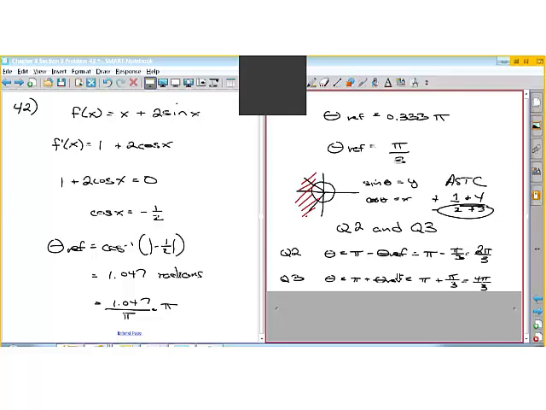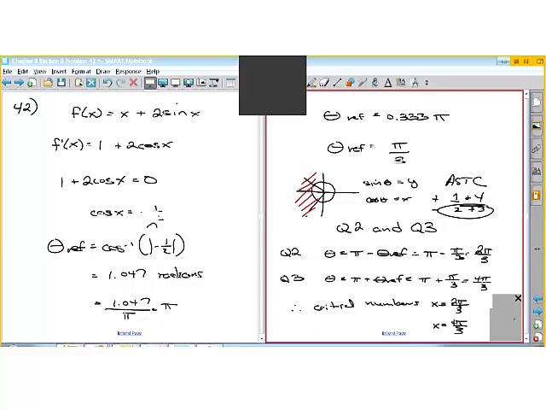And you can always check it by just plugging these back in. If you take the cosine of 2 pi over 3, you'll get negative 1/2. And if you do the cosine of 4 pi over 3, you'll get negative 1/2. And you'll say, I did it right. If you plug your solutions in and they don't give you this answer, then you've done something wrong. So our two critical numbers are x equals 2 pi over 3 and x equals 4 pi over 3. Now we have two critical numbers, so we're going to have 3 intervals.